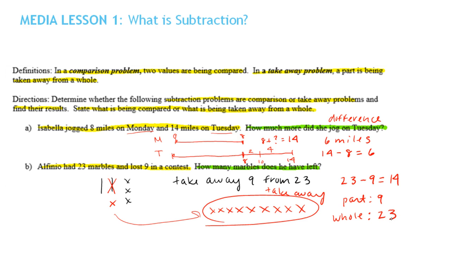So we've seen both a comparison and a takeaway model. When we think of these abstractly, if we just have something like 37 minus 12 and it's not in a context, we can use either of these ideas to solve the subtraction problem, whichever we think is easiest or more useful at the time. And we're going to do that in the next problem.